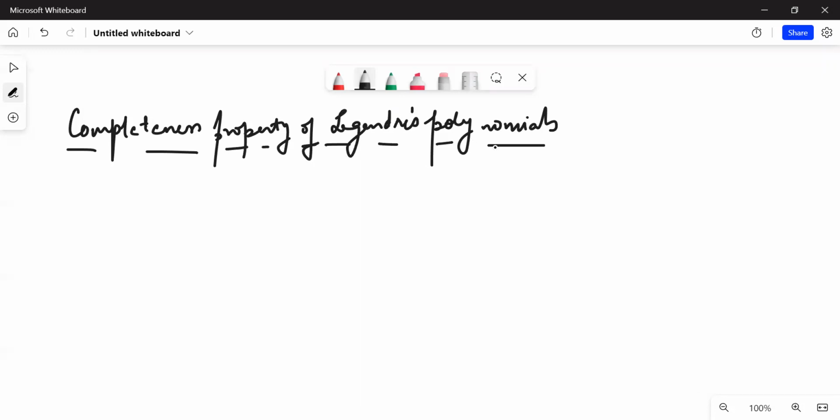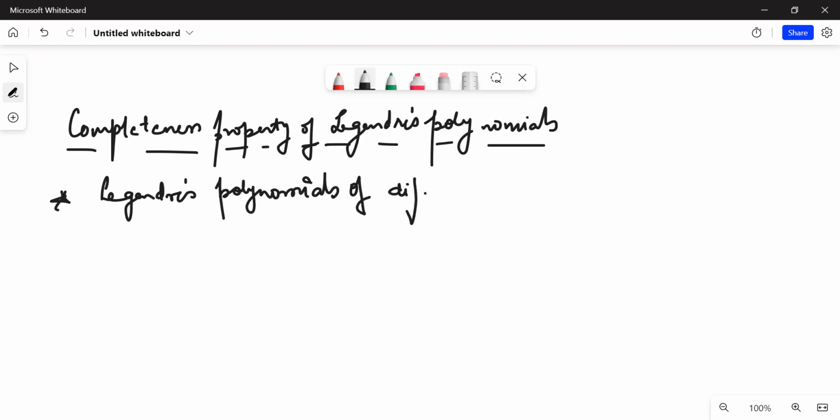So we've already studied that Legendre's polynomials of different orders are orthogonal to each other.